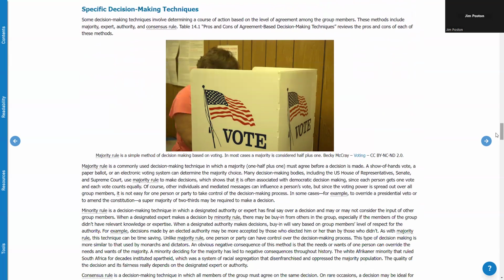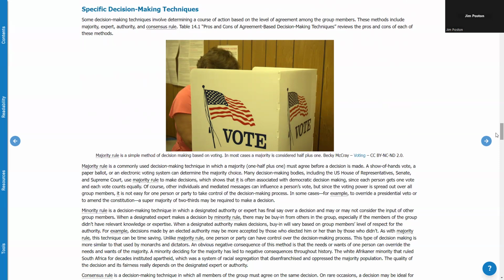Heading: Specific decision-making techniques. Some decision-making techniques involve determining a course of action based on the level of agreement among the group members. These methods include majority, expert, authority, and consensus rule.